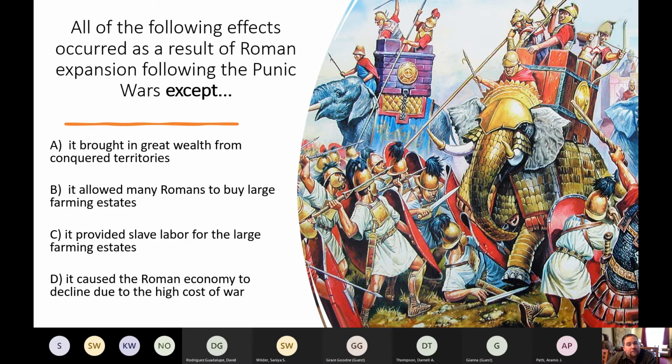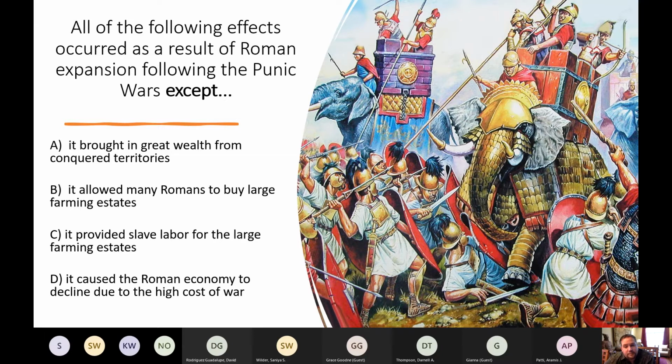All right, all of the following effects occurred as a result of the Roman expansion of the Punic Wars, except which one? So all of these happened as a result of the war, except which one? It brought in great wealth from conquered territories. It allowed many Romans to buy large farming estates. It provided slave labor for large farming estates, and it caused the Roman economy to decline due to the high cost of the war.